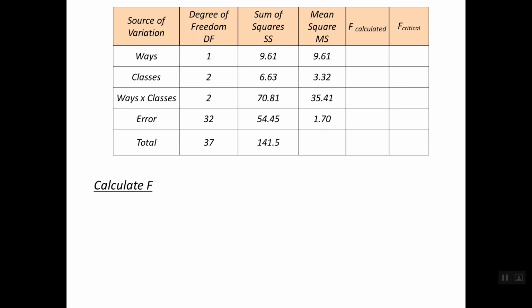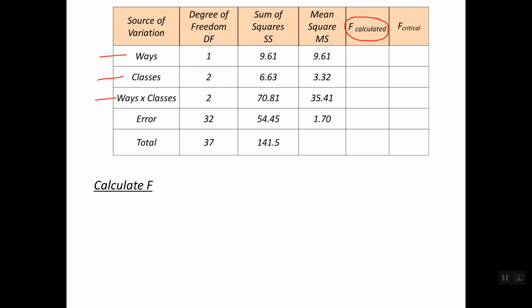So we fill all of these MS inside the two-way ANOVA table. What is needed now is to calculate the value of F, the statistic F, or F calculated. We should have three values for the calculated F: first for the first factor, second for the second factor, and the third one for the interaction.